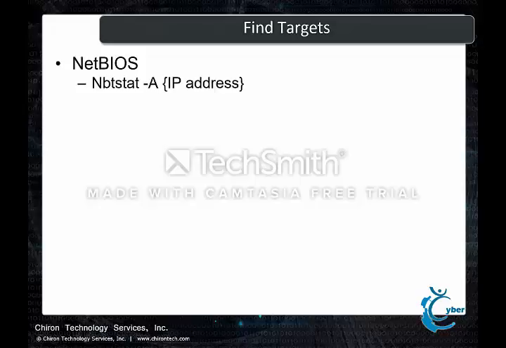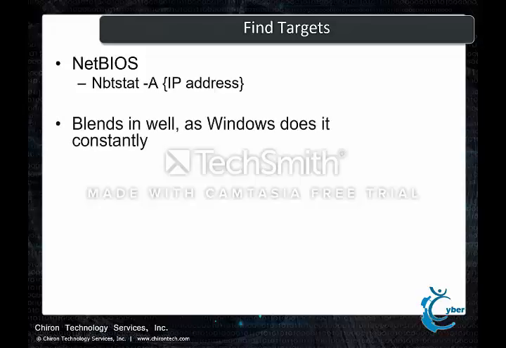NetBIOS, we talked about this earlier. Typically, you're talking about Windows networks: nbtstat with a dash capital A, again with the IP address if you don't know the host name, or a dash lowercase a with a host name if you do know it. This blends in very well and is consistent with Windows communications internally on a network, and it will not stand out from a baseline that has been conducted of the network traffic.